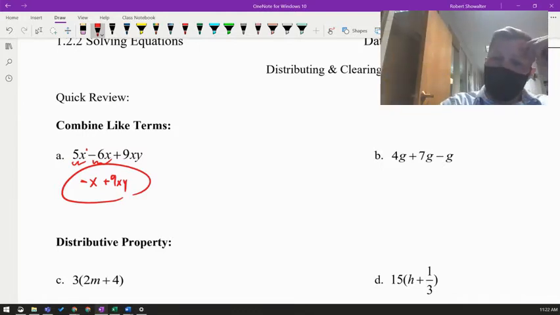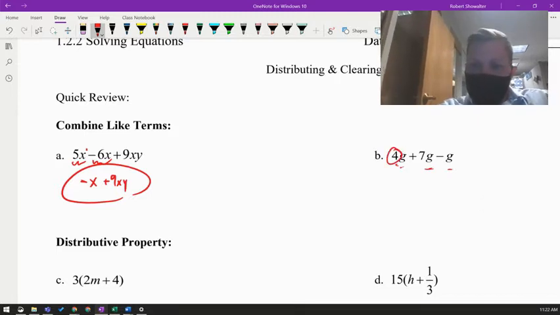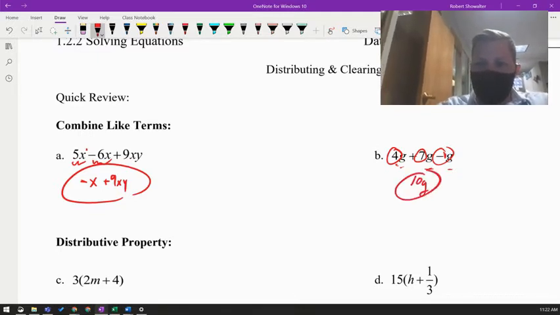We take a look at B. We've got a bunch of g's. We've got 3 g's here. When we look at the 3 g's, we want to look at the signs to the left. So 4, positive 7, and that's a negative 1 out there. So we're going to think 4 plus 7 is 11, minus 1 is 10. So we're left with 10g at the end of the day.